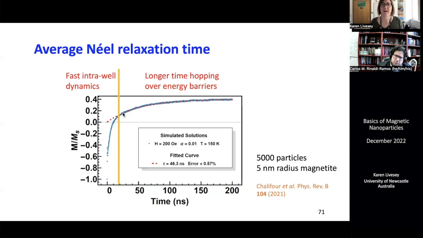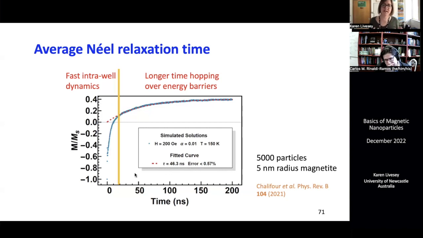And then here we get a slower relaxation, which is the longer time hopping over energy barriers that we've been talking about. We can fit a curve to this graph to figure out a mean relaxation time. So for example, for this one, we get 46 nanoseconds.